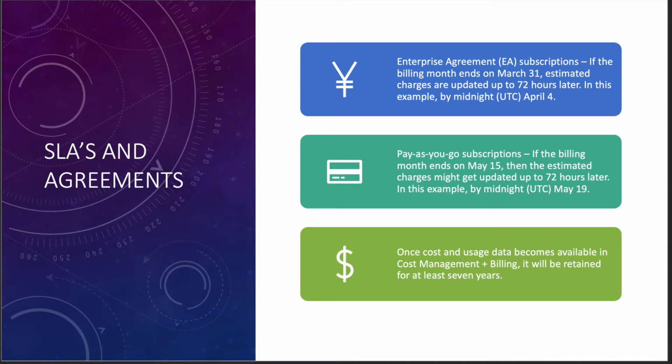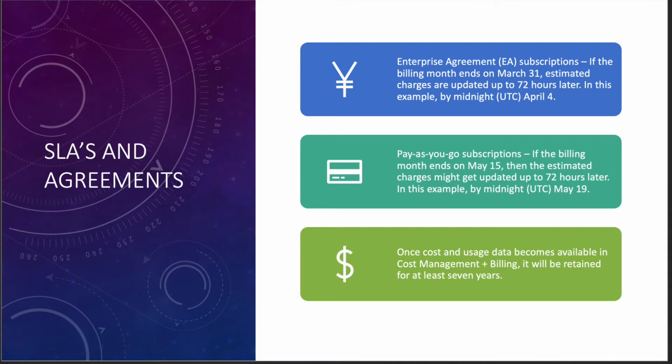And that's really interesting underneath your enterprise agreement. That's going to be different for your pay-as-you-go models and everything else. So if you have a pay-as-you-go subscription, Office 365, billing month ends on May 15th, and the estimated charges get updated on May 19th. So again, just remember that there's that delay in there. Once cost and usage data becomes available in cost management plus billing, it's going to be retained for at least 7 years. But that's great because that gives you a real good pattern of data to work on: how much you spend, why you spend that amount of money, and where that spend goes.